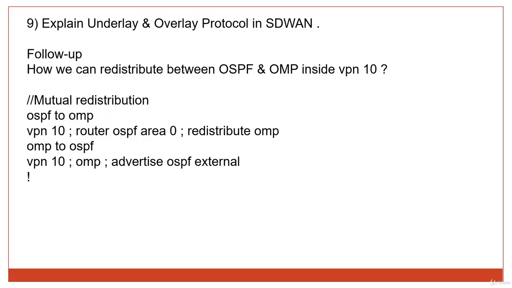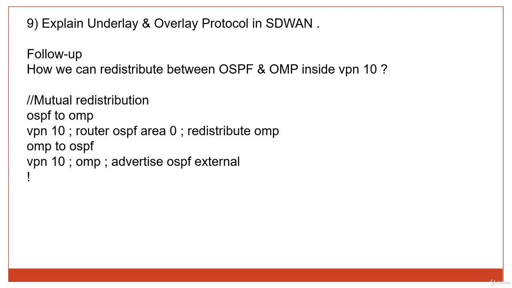One of the favorite questions in interviews is, do you know what is underlay and overlay in SD-WAN? And can you explain where is underlay, where is overlay, what is the boundary between the underlay and overlay? Once you answer this, maybe the follow-up question is, can we redistribute between the underlay and overlay and vice versa? So let me give you the answer.